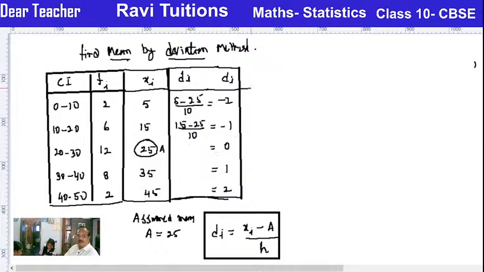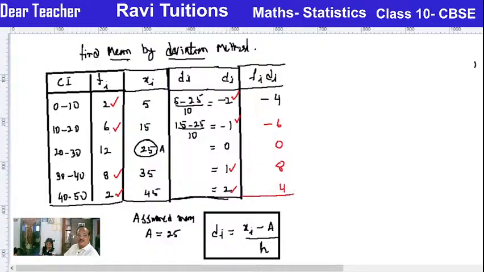Then fi di, that means frequency into this deviation you have to multiply. So 2 into minus 2 is minus 4, 6 into minus 1 is minus 6, 12 into 0 is 0, 8 into 1 is 8, and 2 into 2 is 4.